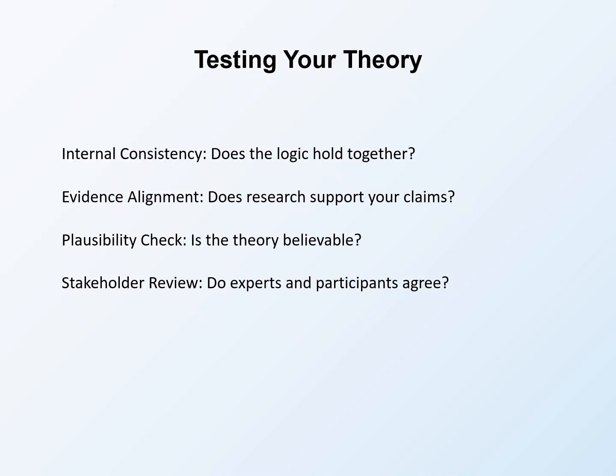Evidence alignment asks whether research supports your claims. For each causal link, is there evidence that relationship actually works? Where evidence is weak, acknowledge it. Plausibility check asks whether the theory is believable. Would a reasonable person agree that your intervention could produce these outcomes through these mechanisms? Extraordinary claims require extraordinary evidence.